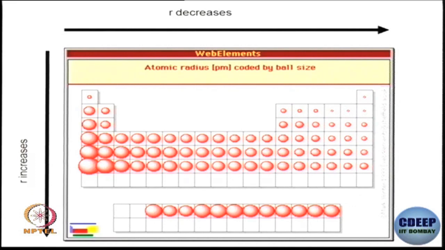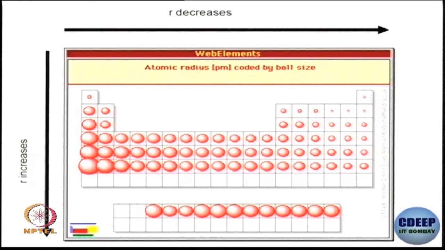Why is it increasing? Because walking from 1s to 2s to 3s to 4s to 5s, every time you are adding a new shell, completely new shell. Of course, a new shell means your size is going to increase by default. More so, going from, let's say, 3s to 4s, more and more electrons are going to get accumulated. Those inner electrons are going to neutralize the nuclear charge effectively, and therefore effective nuclear charge is not increasing dramatically. It almost remains constant from top to bottom. The change is very little. Effective nuclear charge remains almost constant, and the principal shell is increasing, and therefore size is going to increase since the principal shell is increasing.